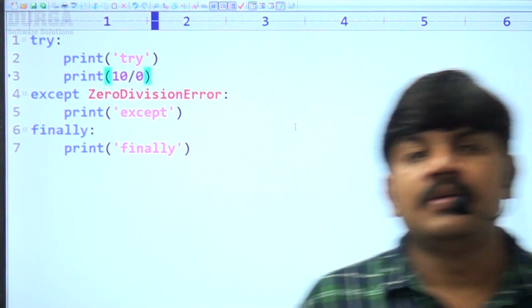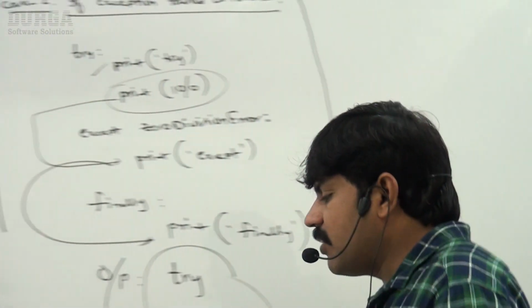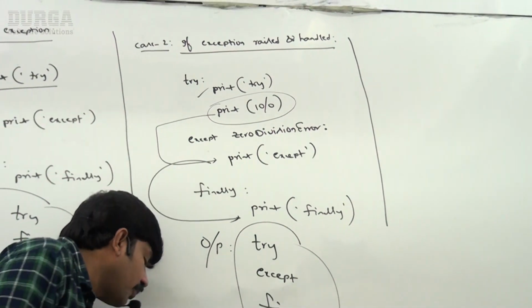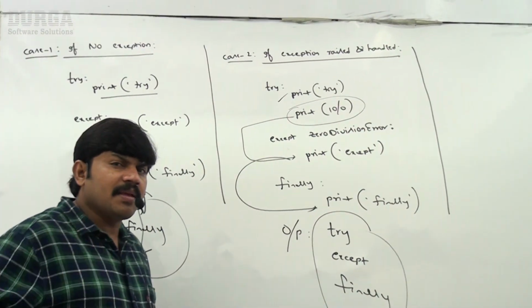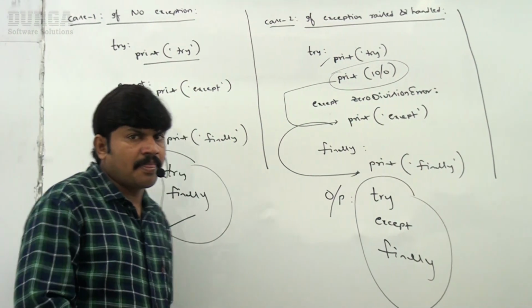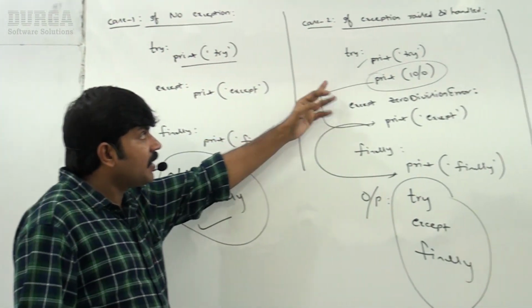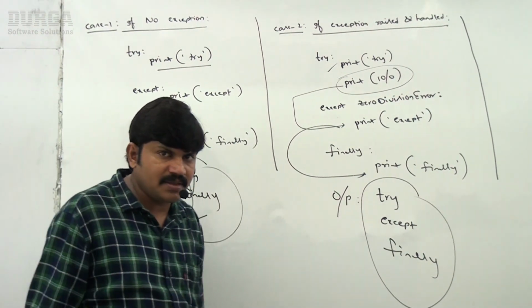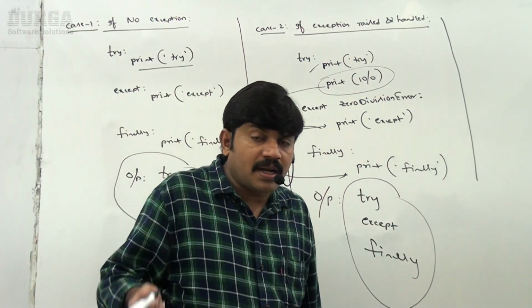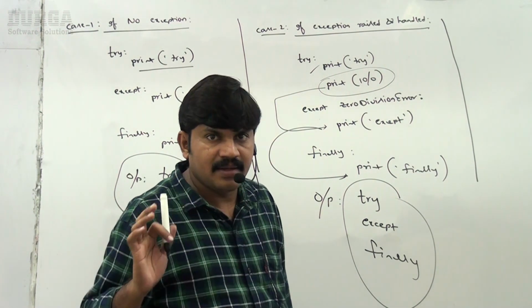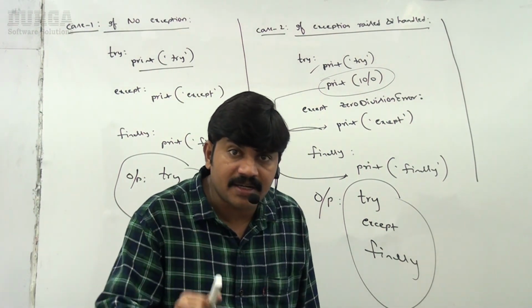Now the next thing I have to discuss, a very important point. What is the remaining case? Can you please explain? No exception. Next, if an exception is raised and handled. What is the remaining case? An exception raised but not handled.